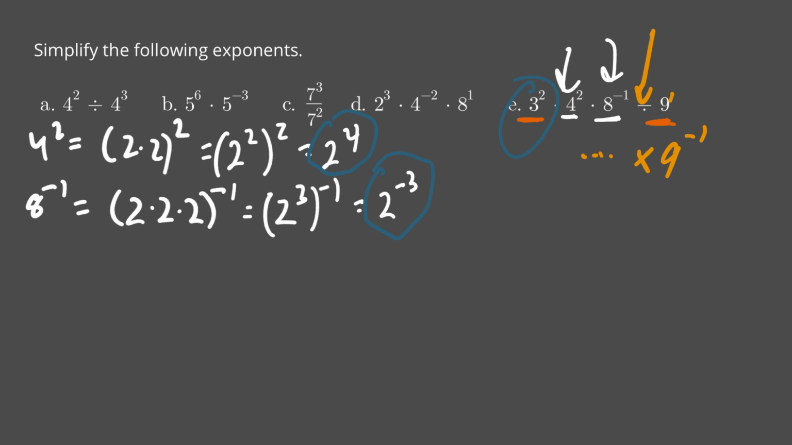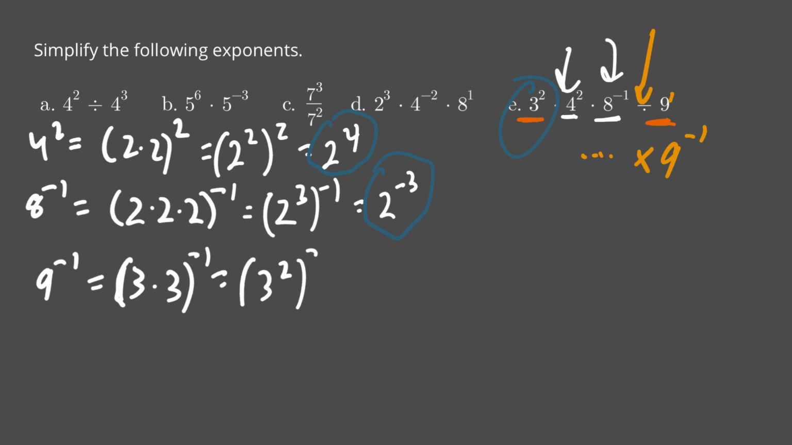Rewriting 9 to the power of negative 1, that's equal to the same thing as 3 times 3, all to the power of negative 1. So we have 3 squared on the inside, negative 1 on the outside. 2 times negative 1 in the exponent gives us 3 to the negative 2. All right, there we go.